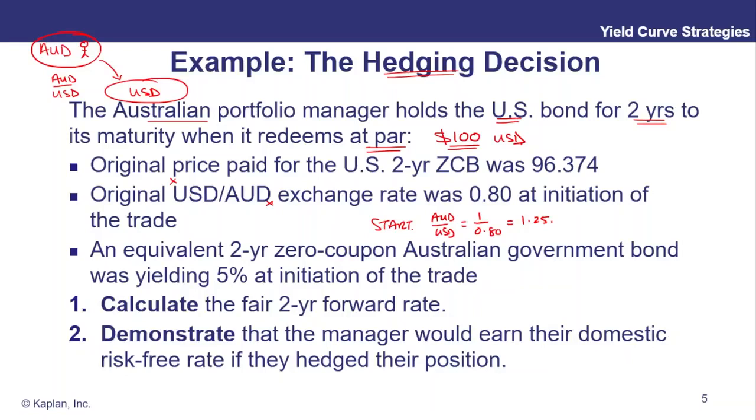All right, so just be careful with that. The starting rate is now 0.8, so we're now starting with a rate of 1.25. Not massively helpful, but we can deal with it. It's okay. Now look, an equivalent 2-year zero coupon Aussie government bond was yielding 5% at initiation of the trade.